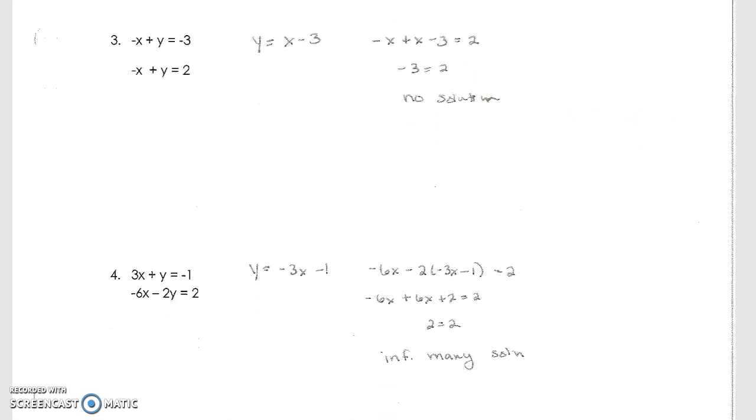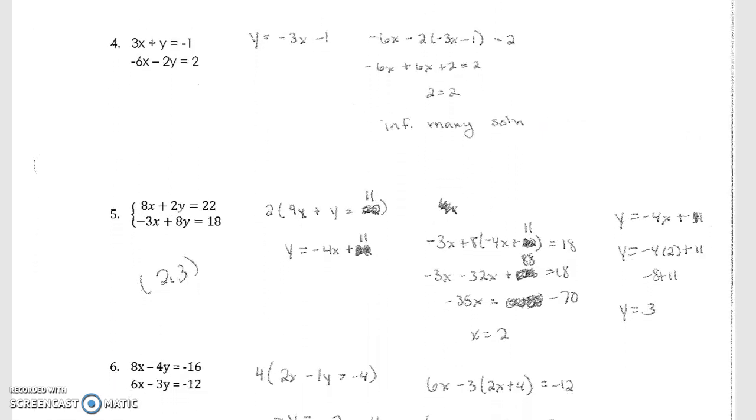Let's go ahead and look at number 4. Number 4, again, I will take the first equation and I will get y by itself. So all I need to do is subtract 3x to the other side. y equals -3x minus 1. Take the negative 3x minus 1, plug it in for y. So negative 6x minus 2, normally y would be here. Instead, we're putting negative 3x minus 1, and then equals 2.